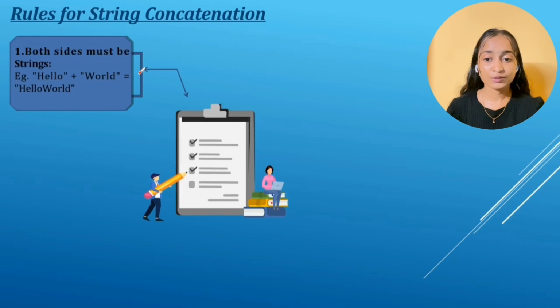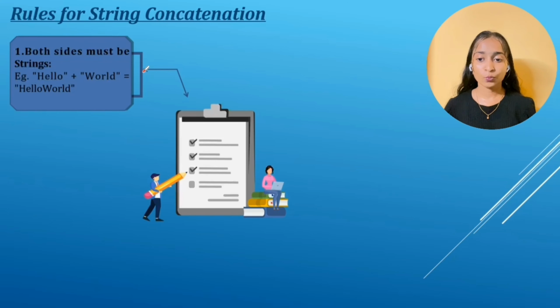The first rule says both sides must be strings. Ensure both sides of joining are strings. So in the example, when we combine hello with world, we get the output as hello world. Both are joined together directly in the output because both are strings.